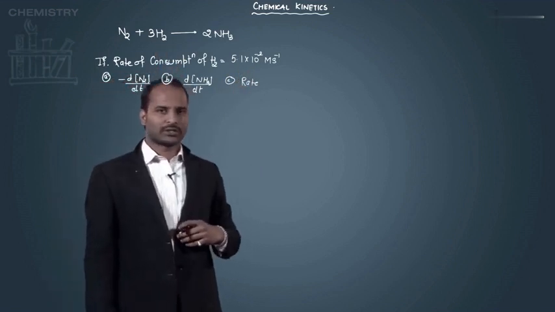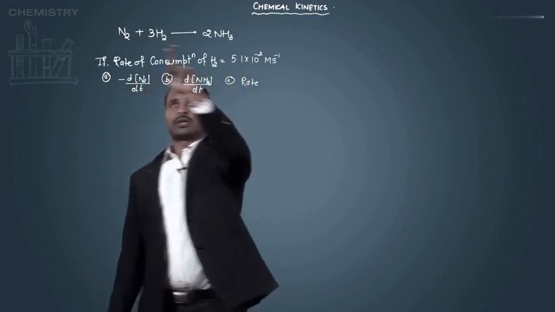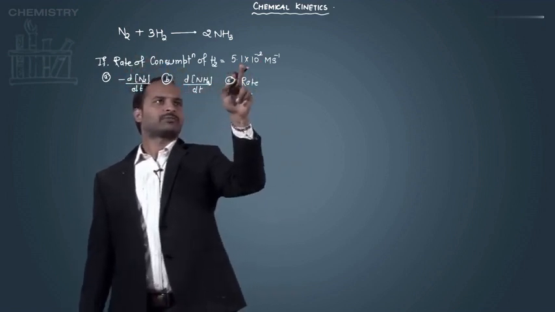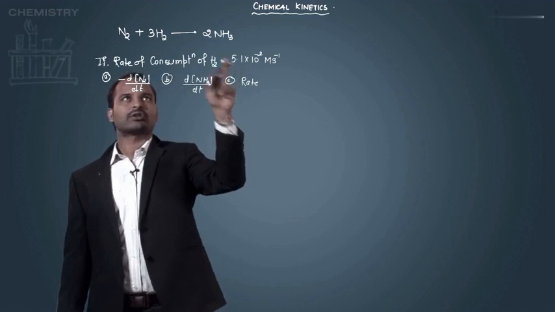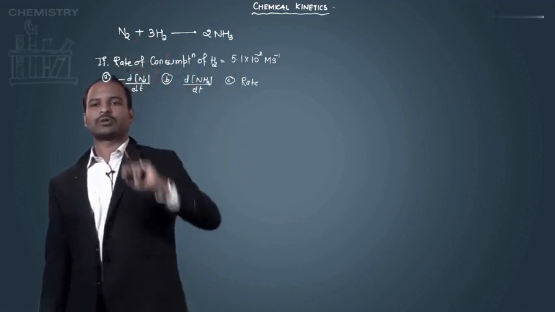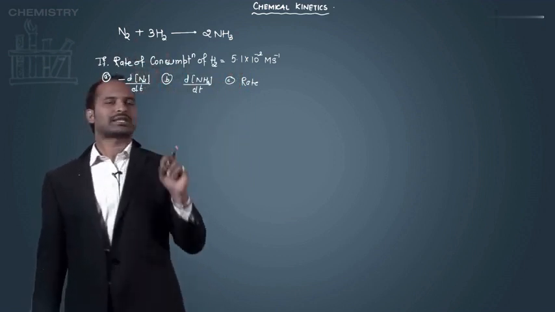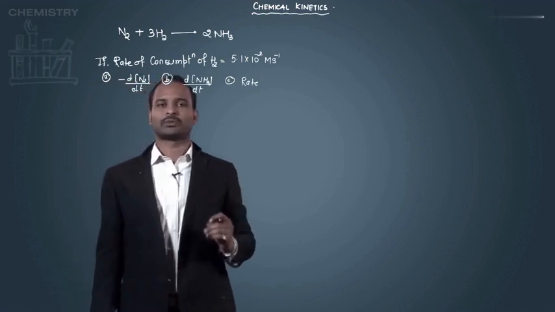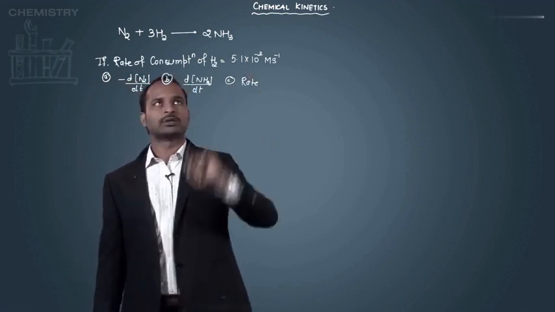How many moles of hydrogen is consumed? I will say 3 moles. Nitrogen, how many moles? 1 mole. So if the 5.1 is for 3 moles of hydrogen, then for nitrogen it is going to be 1 mole. So it is going to be 1.7 into 10 raised to minus 2 molar per second. That is 1/3 of this.